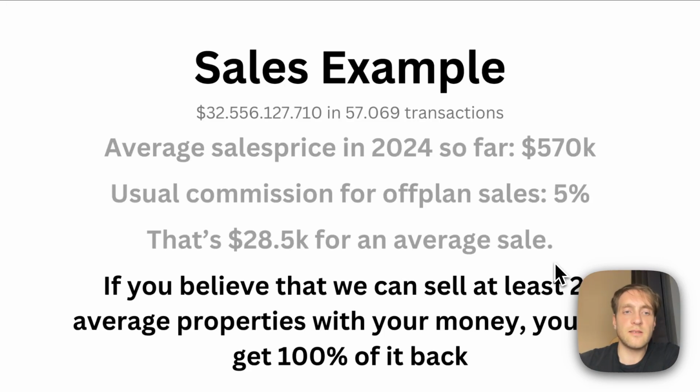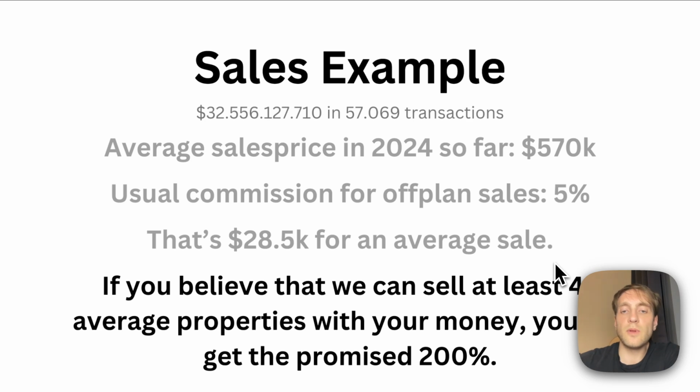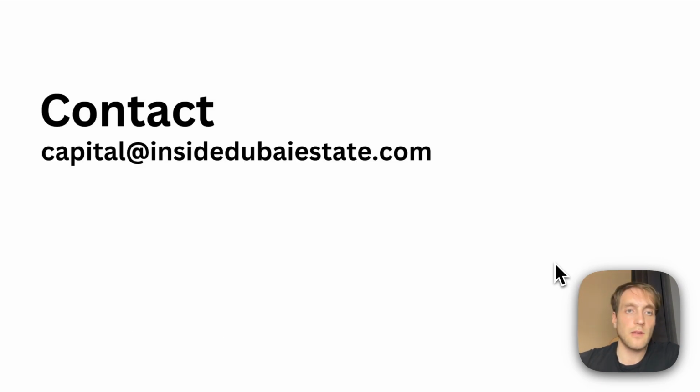Here's one more sales example. If you believe that we can sell at least 21 average properties at $28,000 with your money, you will get at least 100% of your money back. If you believe that we can sell at least 42 average properties with your money, you will get the expected or promised 200%. That is it.